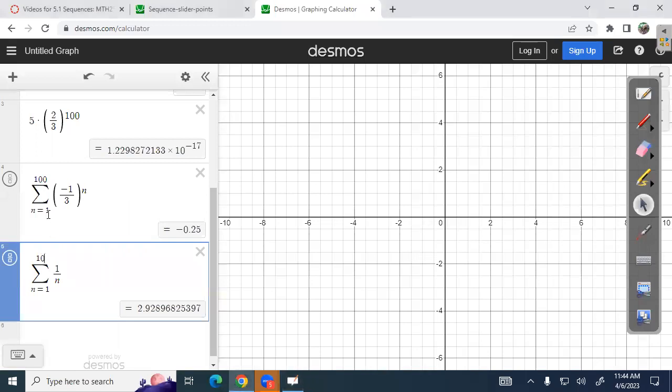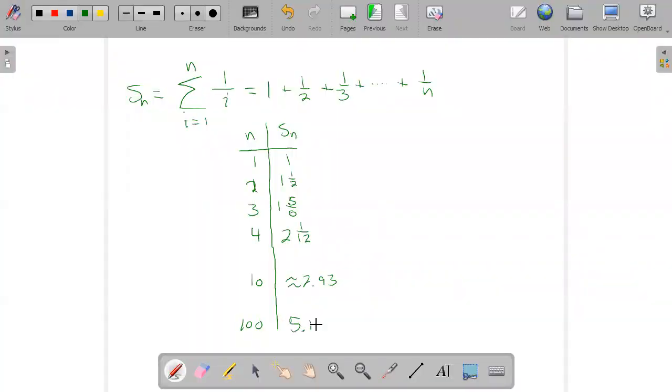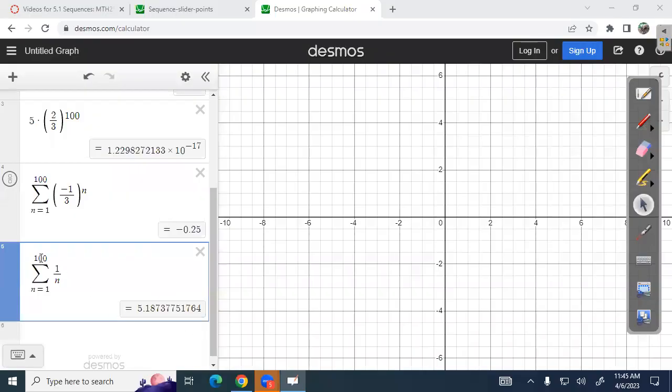Now, Desmos had trouble with 100th ones before. It ran out of computing power on those, or decimal places to play with. 5.19-ish. Okay, it didn't give me a nice number like before. Oops, wrong button. 5.19-ish. What do you say we find the 1,000th partial sum? Can Desmos handle it? Is it beyond its ability? 7.49-ish. It's growing.